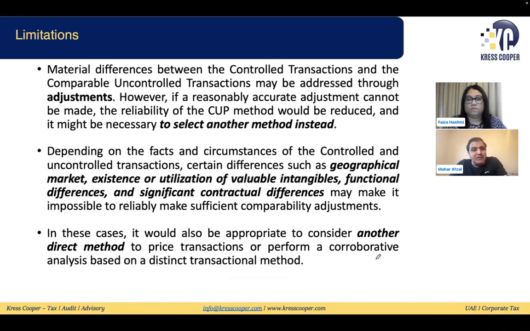The limitations: we need to make the adjustment. We have gone through the adjustment. How will we make the adjustment? Basically, to find the differences. Again, finding the differences and making the adjustment is not an easy task. Then another thing, geographical market differences, and the value of intangibles and functional differences. Again, we need to incorporate all these 10 factors into the method to identify the transfer price.